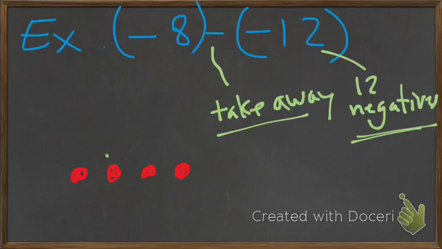What am I left with? I'm left with +4. 4 positives. So my answer to this question is +4. Seems a little strange, I know. But if you draw it out, if you model it, it'll definitely help.